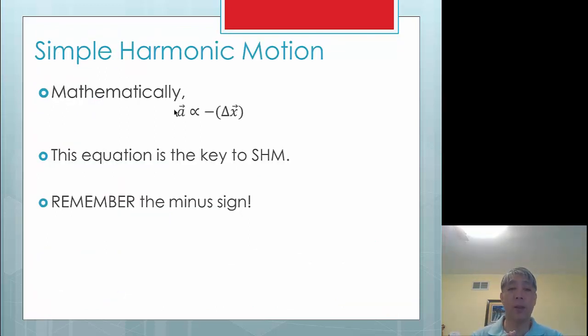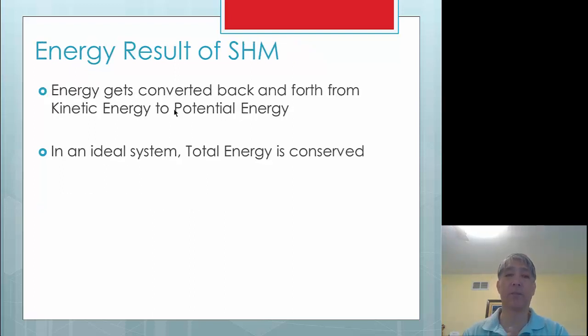So mathematically, the formula for simple harmonic motion comes down to this: the acceleration is proportional to the change in displacement, but opposite. That's what the minus sign is. If I want to make it an equal sign, my acceleration equals, I can multiply the delta x by some coefficient. I've been using the letter capital K for that, and this equation is the key to simple harmonic motion. You have to remember this formula and remember what the minus sign means.